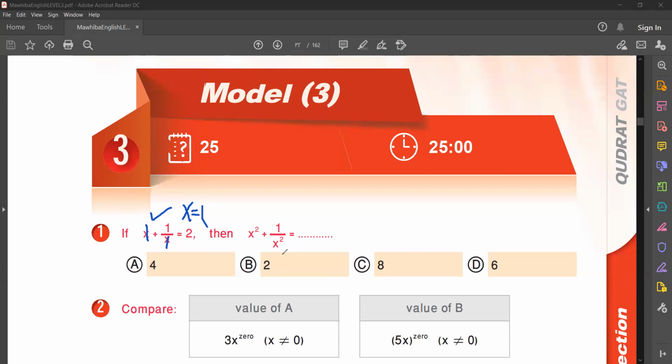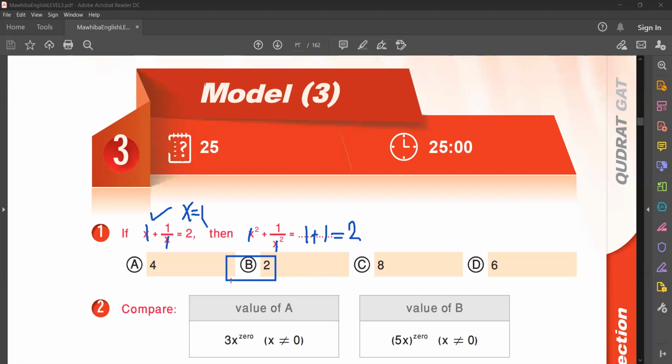x squared plus 1 over x squared. You write 1 squared and 1 over 1 squared. 1 squared, it is 1. 1 over 1 squared, it is also 1. 1 plus 1 equals what? 2. So the answer is what? The answer is B.